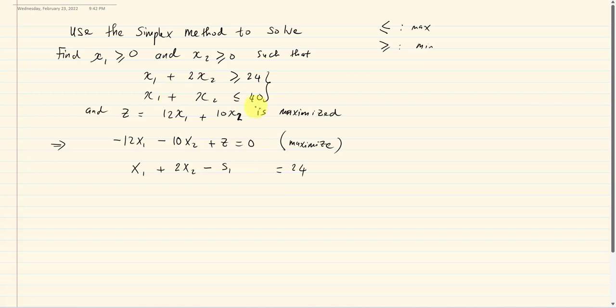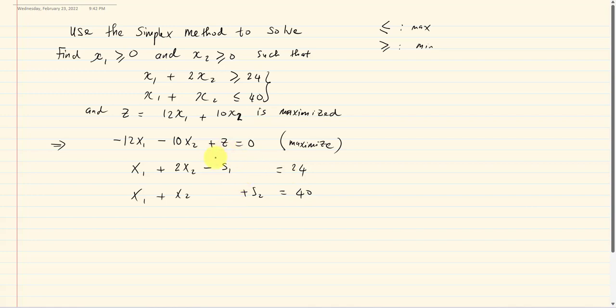And then for the other case, less than or equal to 40. So x1 plus x2 is already less than or equal to 40. If you want this to be 40, then you need to add something. So x1 plus x2, and we add s2, equal to 40. s2 could be 0, or anything bigger than that. But we need to add something in order for x1 and x2 to add up together with that extra, the slack variable, to get to 40.